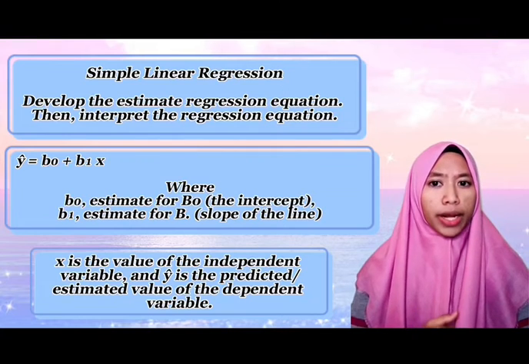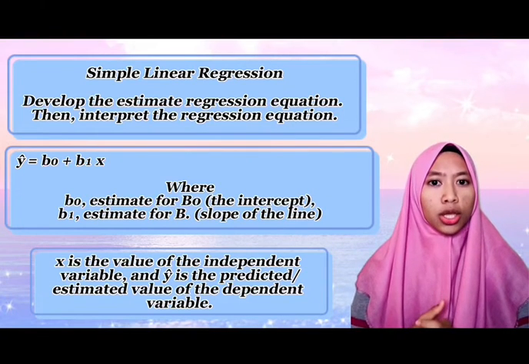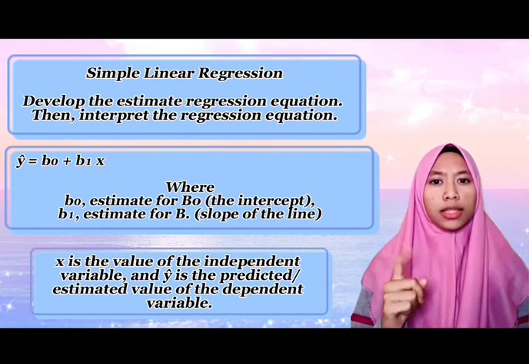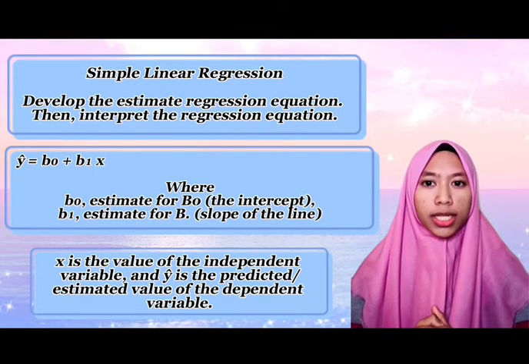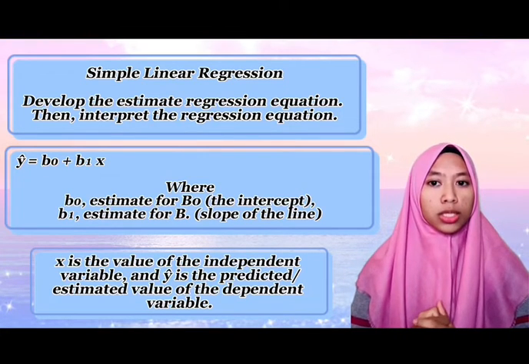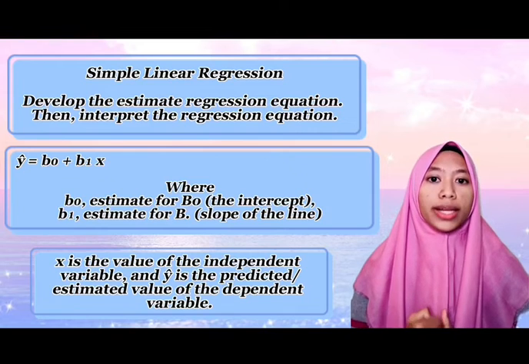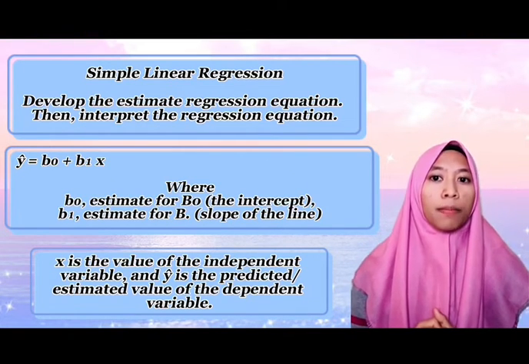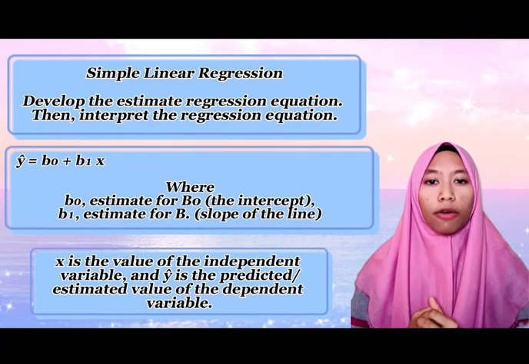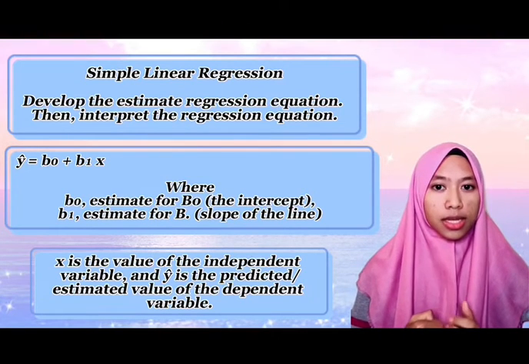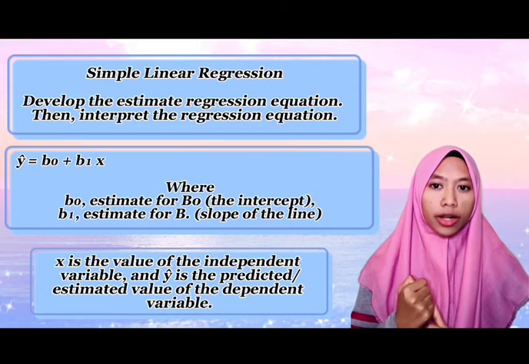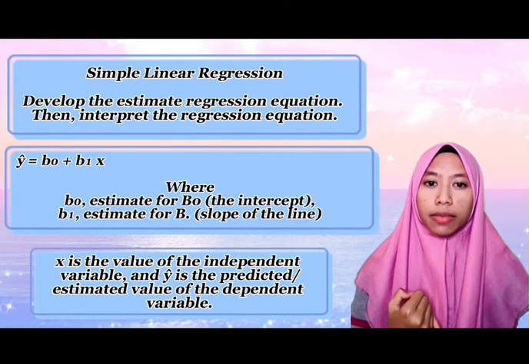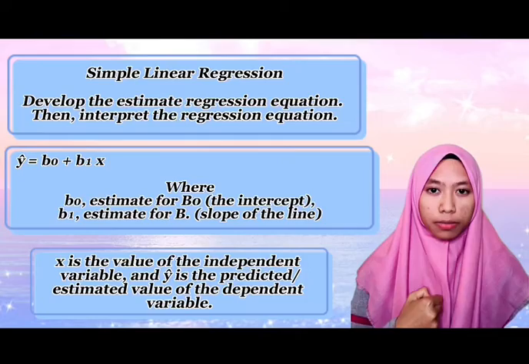Next, I will continue with question number 4, which is to develop the estimated regression equation, then interpret the regression equation. The formula that I use in this question is y hat equals B0 plus B1x, where B0 is the estimate for the intercept, B1 is the estimate for the slope of the line, x is the value of the independent variable, and y hat is the estimated value of the dependent variable.